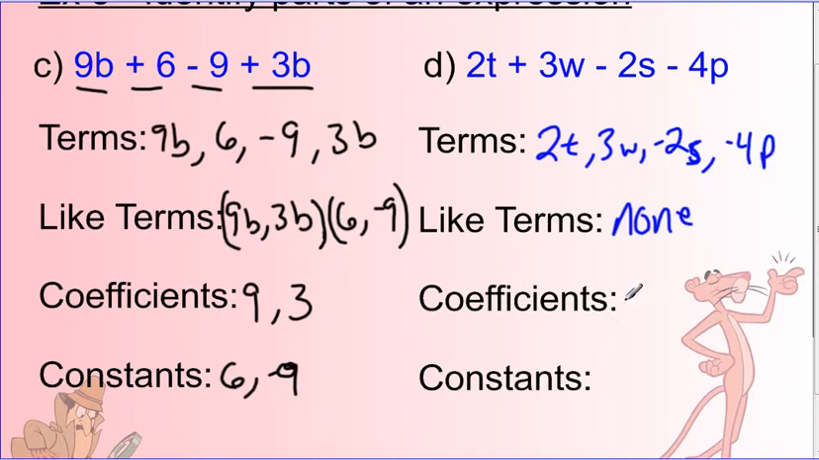Coefficients. Number in front of the variable, we got a 2 and a 3 and a negative 2 and a negative 4. Each of the numbers in front of the variables. Make sure you're keeping the signs, the negatives, where you need them. And lastly, constants. Which things here do not have a variable? None of them. Everything here has a variable attached. So there's no terms without a variable. It's none.